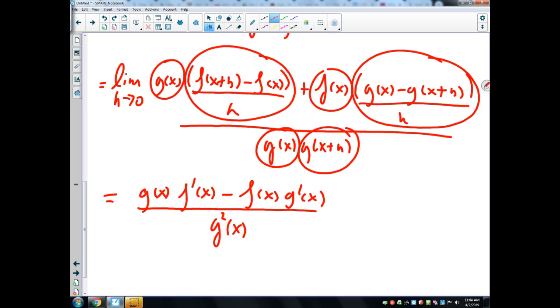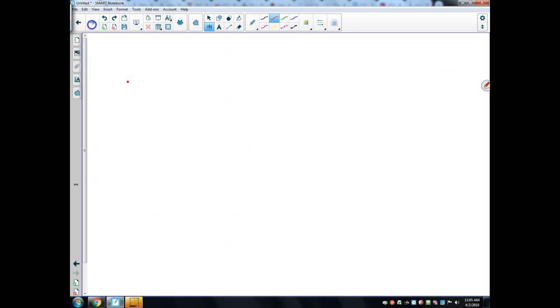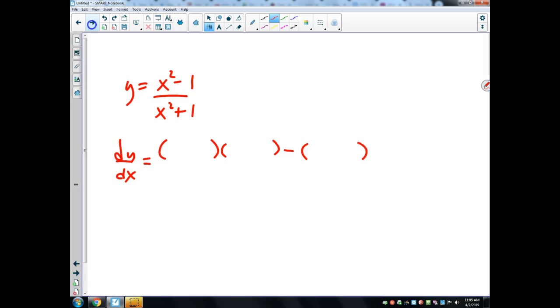Okay, good. So let's practice that up. How do you work with the quotient rule? Yesterday we worked with the product rule. Here's a quotient rule question. All right, so y equals x squared minus 1 over x squared plus 1, let's say, right? All right, so what's dy dx? All right, so here we go. So we found a song on YouTube. It goes, low d high minus high d low all over low squared.